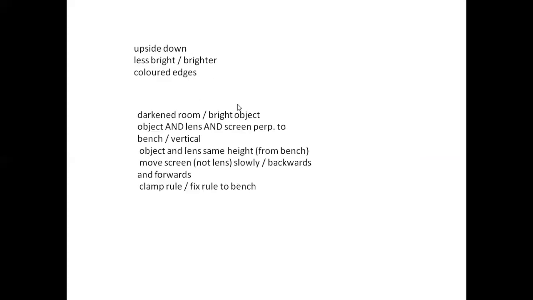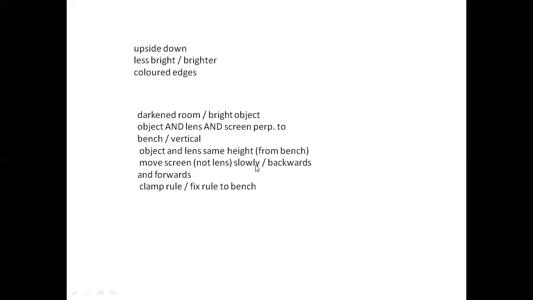So this was our graph, and the image is an inverted image, less bright, and the edges may be colored. And the precautions: darkened room, our object should be very bright. Object and lens and screen should be on one line. We may use optical bench. And they should be upright. Upright means perpendicular. It should not happen that the object is tilted a little or the lens is tilted a little, then the centers will not be in one line. And object and lens should be at the same height from the bench.